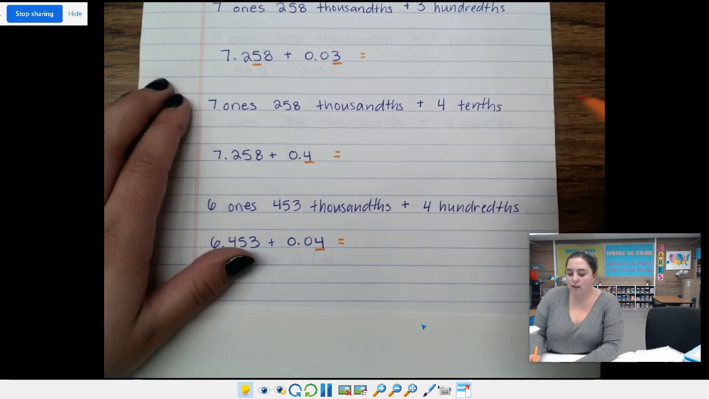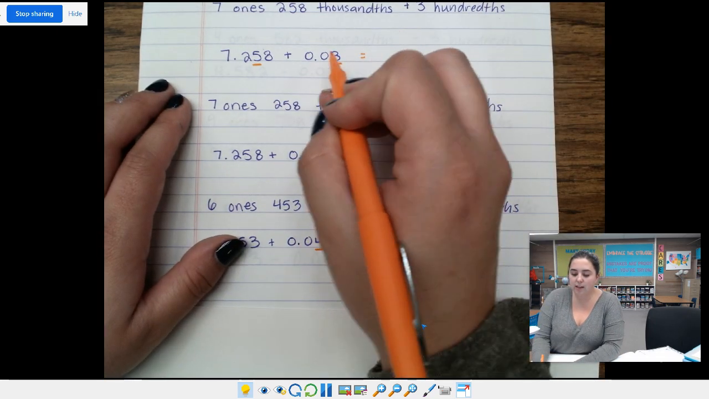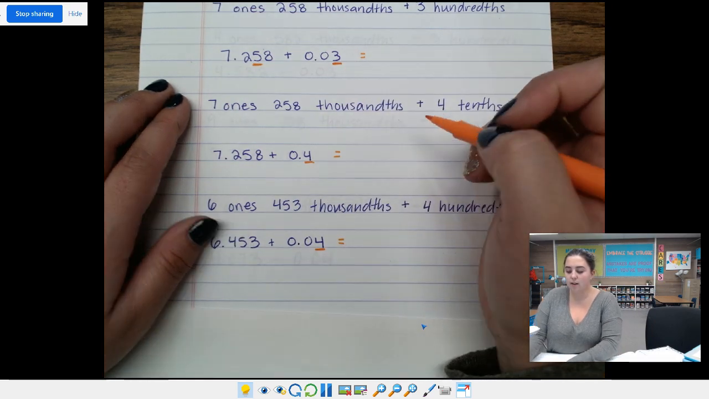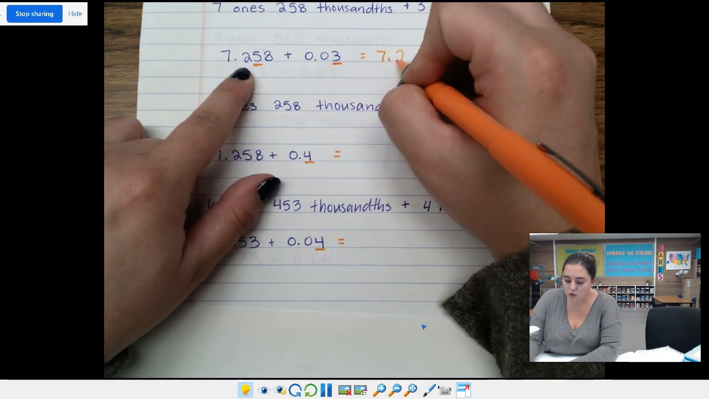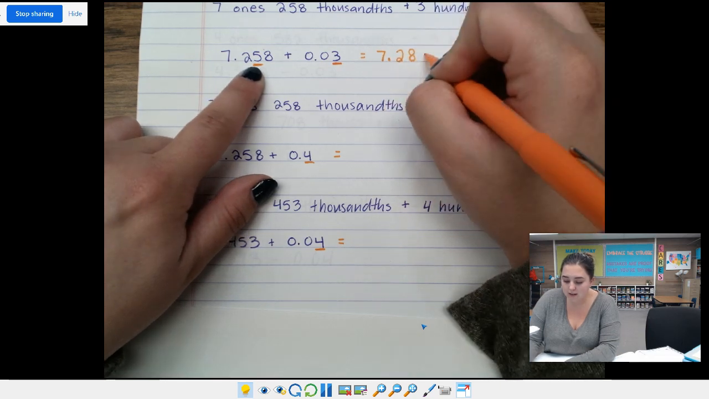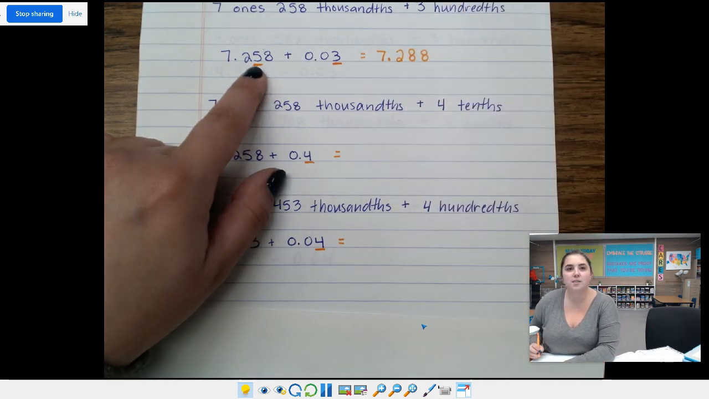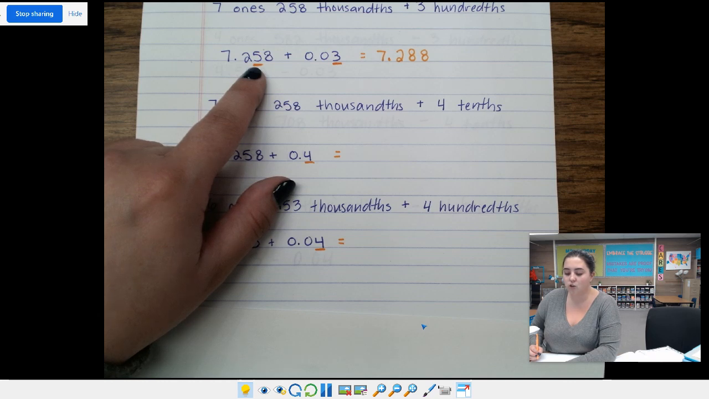All right, so at the top, I'm increasing this 5 by 3. So my new number is going to be 7.288. 5 plus 3 is 8. So my hundredths is now 8.